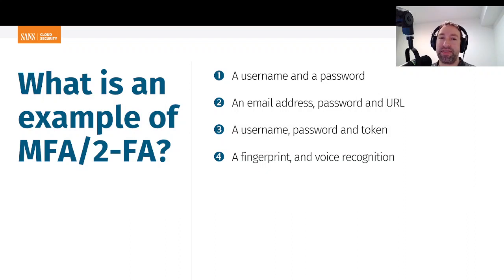So number one is not the correct answer because the username and password, those are two factors, but it's the same factor twice. Something that you know and something that you know. The second one, email, password, URL, same thing. It's three things that you know. A username, password, and a token. Arguably here, we're trying to say the username and password are two things that you know, but the second factor is the token, something that's on your phone that hypothetically an adversary would have to have access to your mobile device to be able to guess what that token is or have access to that token.